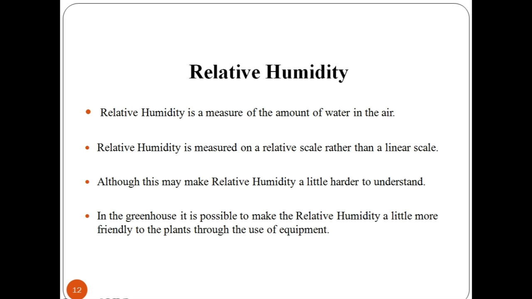What is relative humidity? Relative humidity is a measure of the amount of water in the air. Relative humidity is measured on a relative scale rather than a linear scale. It plays an important role in plant health. In the greenhouse, it is possible to make the relative humidity a little more friendly to the plant through the use of equipment.